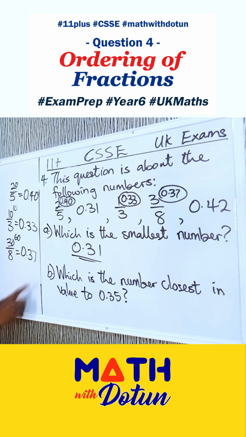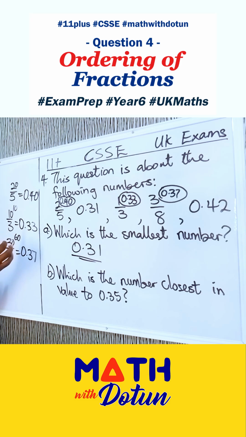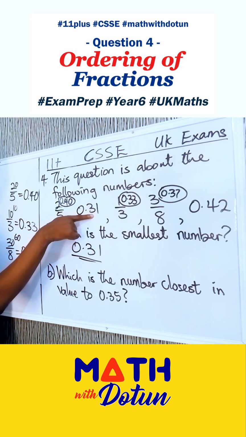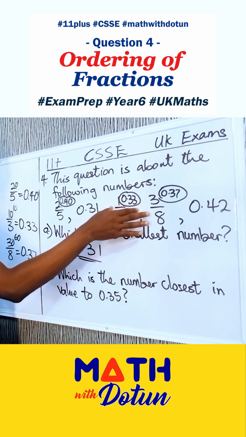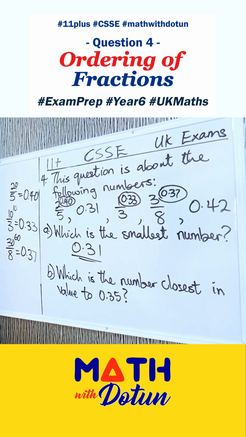All right. Next, we're asked which is the number closest in value to 0.35. Closest. 0.31, that's 4 less. 0.33, that is 2 less. 0.37, that's a little closer, or less close, because we didn't complete this. If you had completed this, let's just do that because now we need it. So this is 7, 5, remainder 4, we add a 0, and then 8 in 40 will be 5. So this is 0.375.